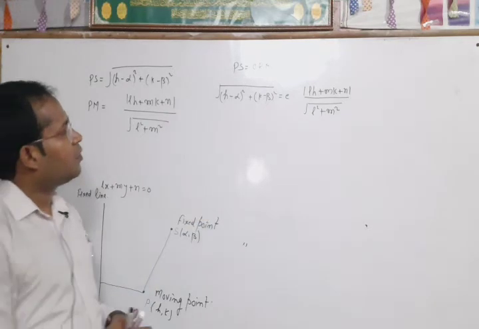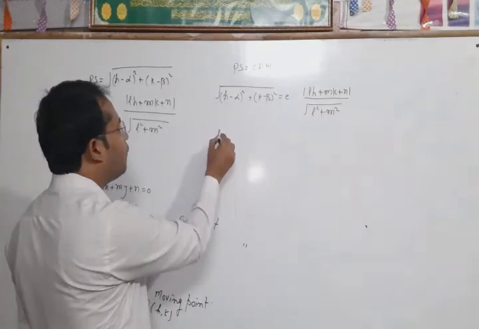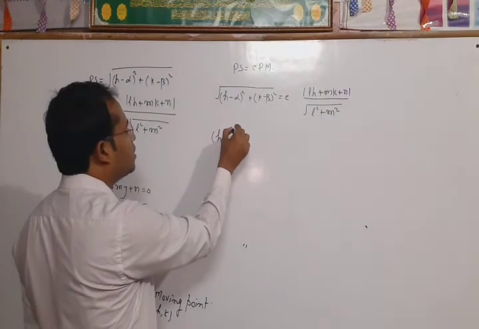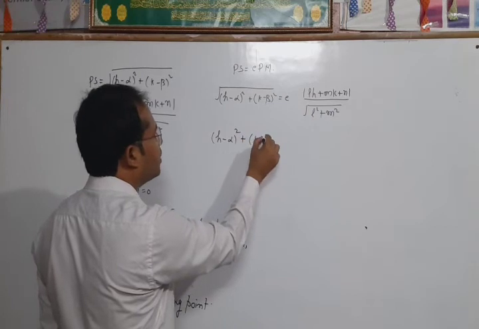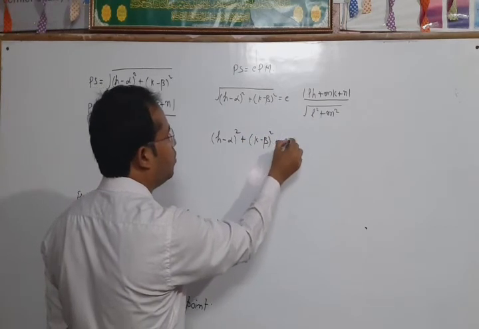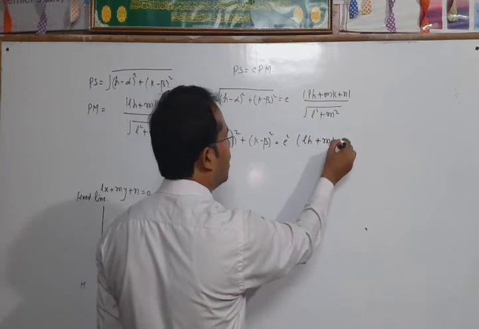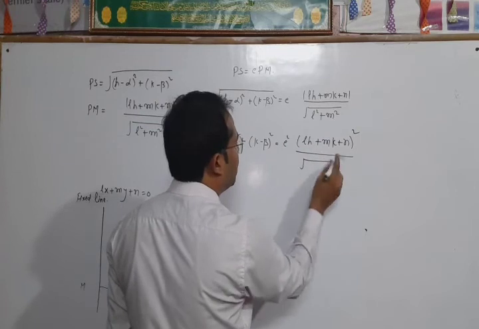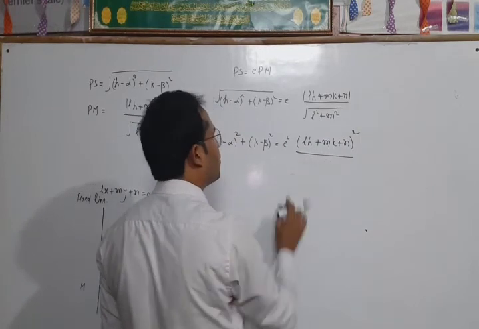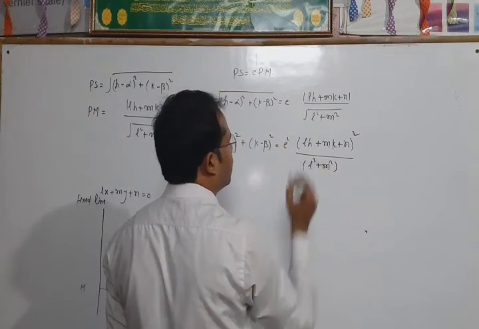Now squaring on both sides, we get (h minus alpha) whole square plus (k minus beta) whole square is equal to E square times (Lh plus Mk plus N) whole square upon L square plus M square.